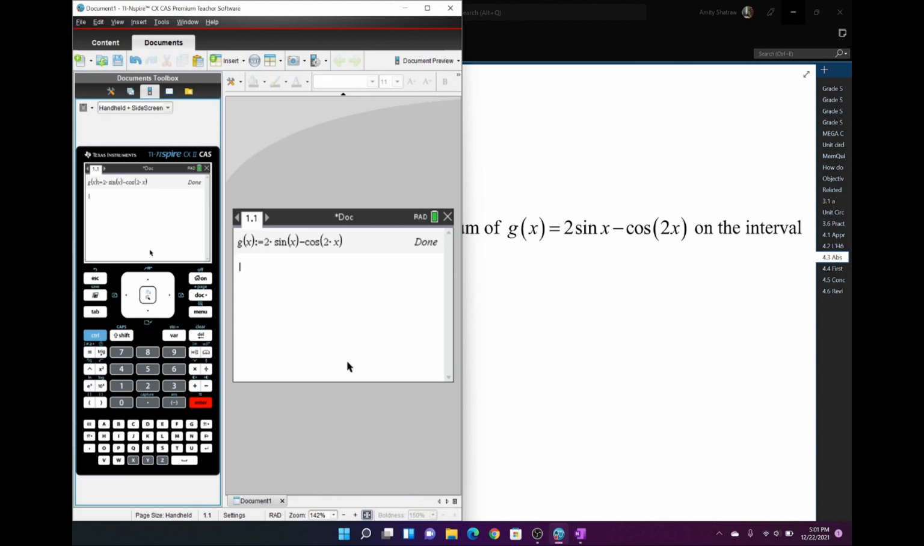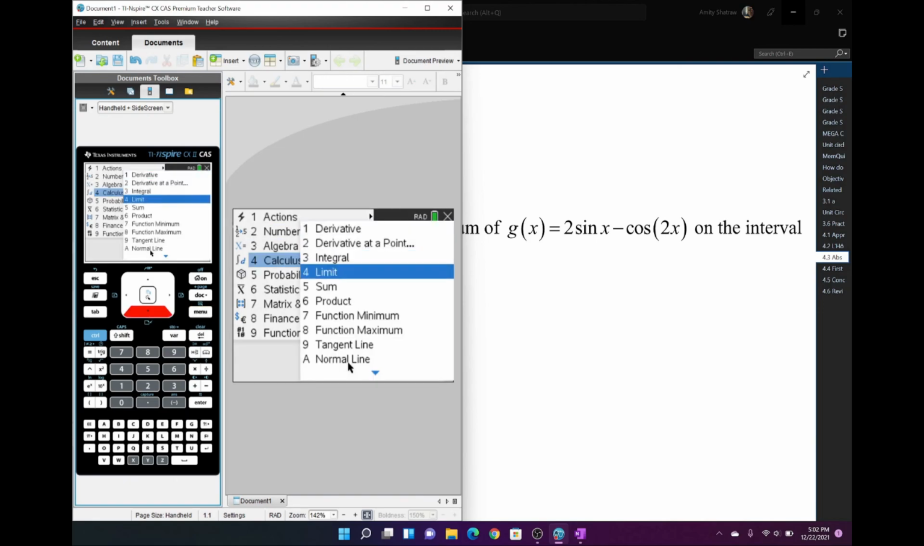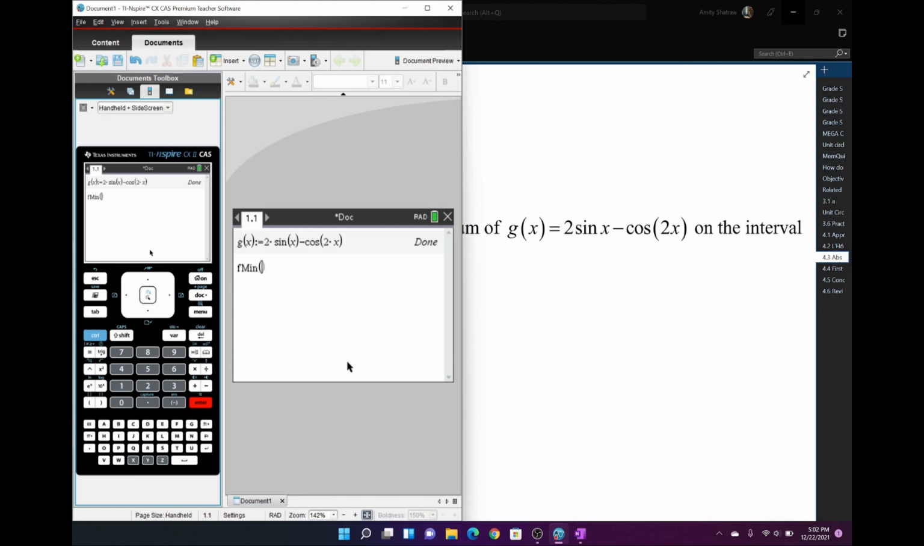And then I want to do this. Ready? Hit menu, and I'm going to calculus, and I'm going to function minimum. There are four arguments you can give to this. First argument is, what is the name of the function? The second argument is, what is the variable of the function? And the last is your domain. So I'm going from 0 over to 2 pi, and I'm typing in that 2 pi as the end of my domain. And when I hit enter, boom, those two answers pop out as my minimums.